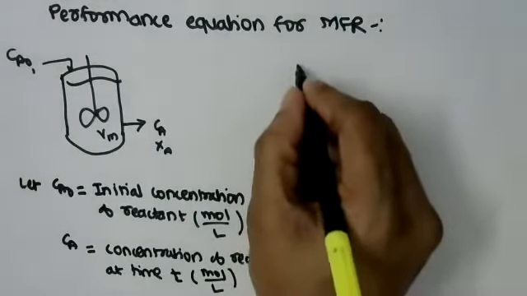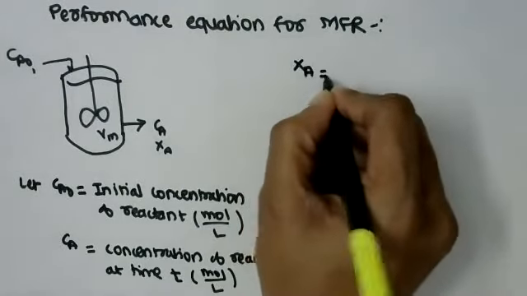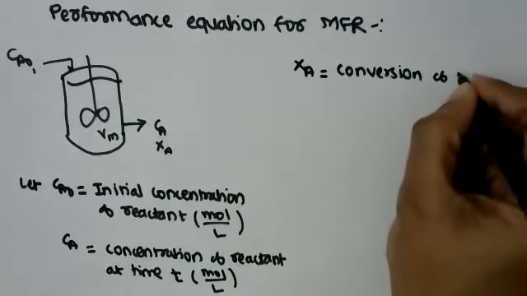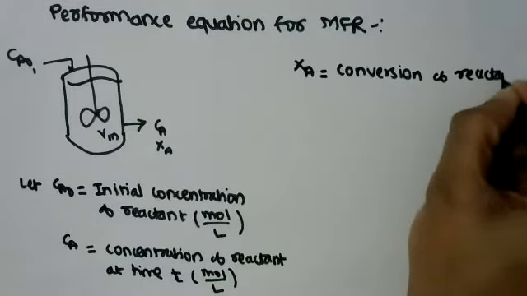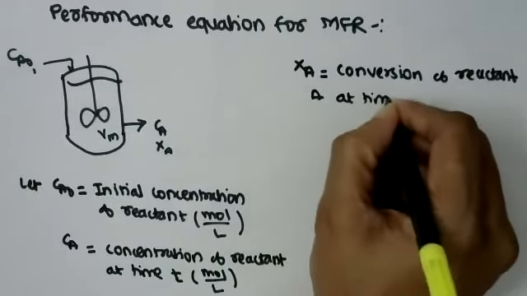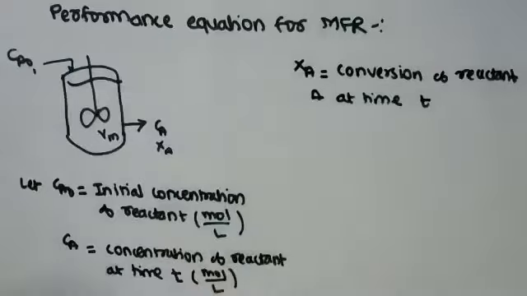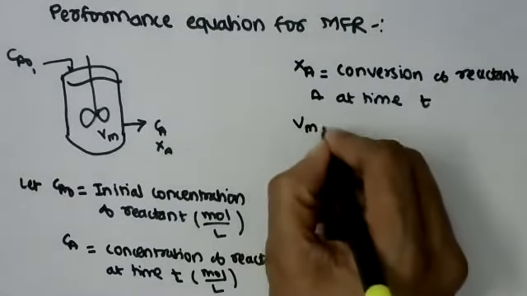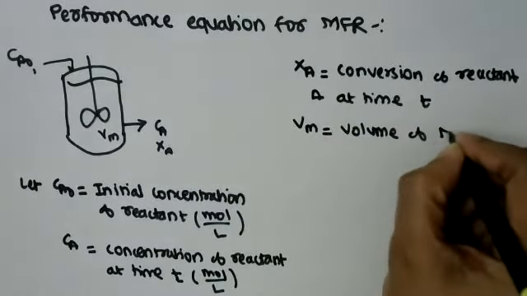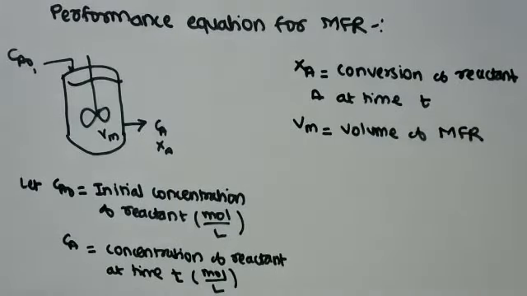Thereafter, XA is the conversion of, say, reactant A at time t. Vm is equal to the volume of the MFR.